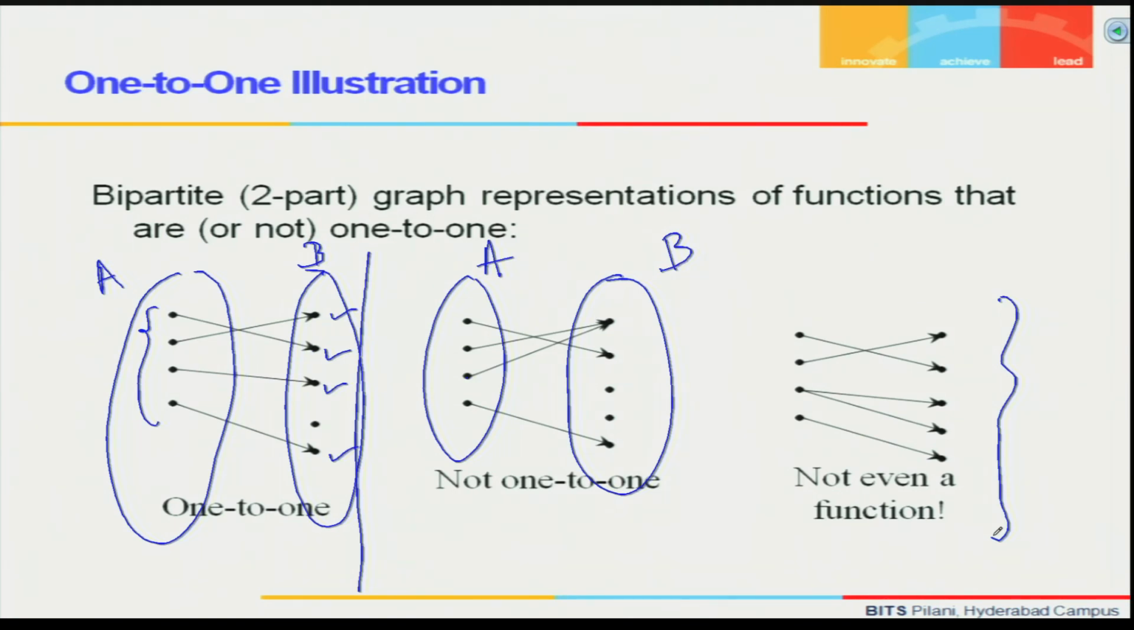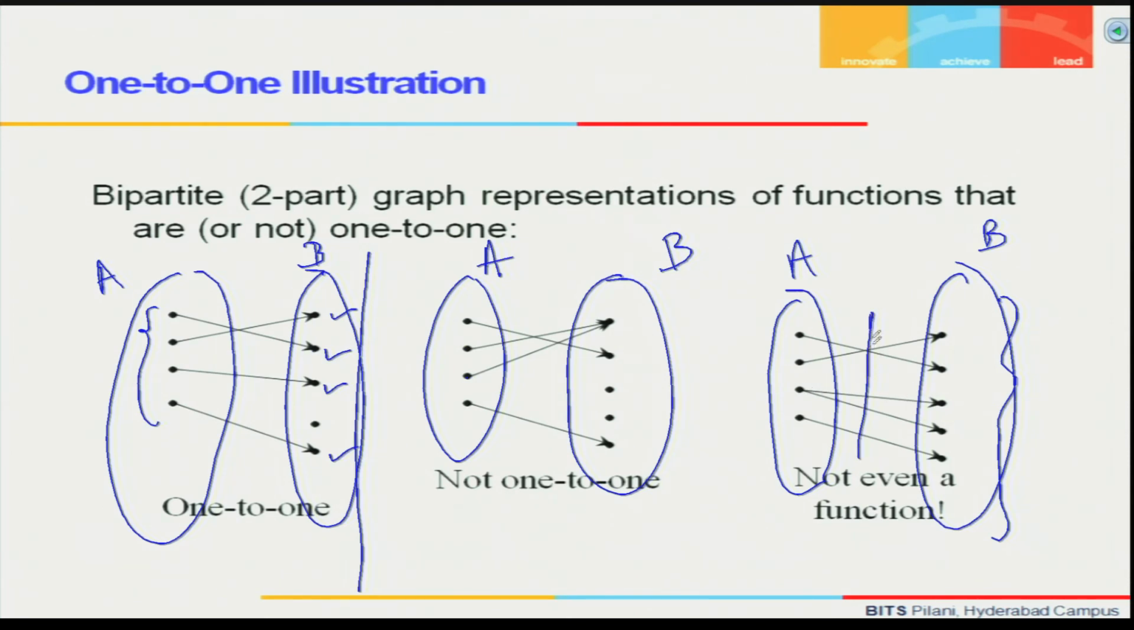Because this is not even a well defined function. Say this is A, this is B. One element in A is having 2 images, then this particular mapping ceases to be a function. It cannot be a function just because this element is having 2 images in B. Hence it is not a function.